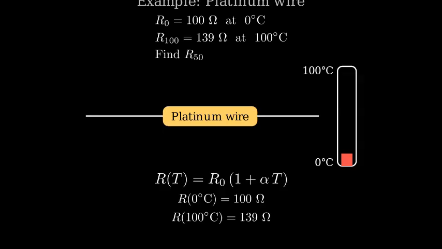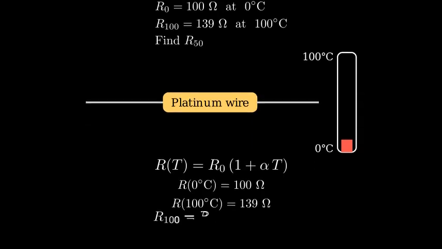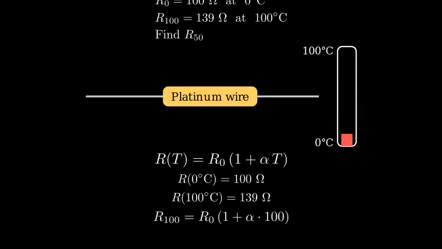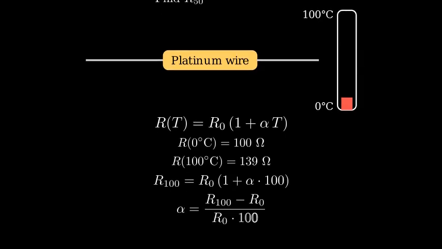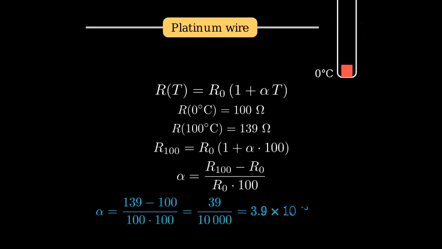Plugging 100 degrees into the model gives R sub 100 equals R sub 0 times the quantity 1 plus alpha times 100. Now we can solve this for alpha. Alpha equals R sub 100 minus R sub 0 divided by R sub 0 times 100. Numerically, that is 39 divided by 10,000, which equals 3.9 times 10 to the minus 3 per degree Celsius.